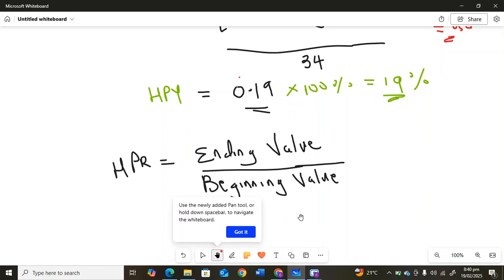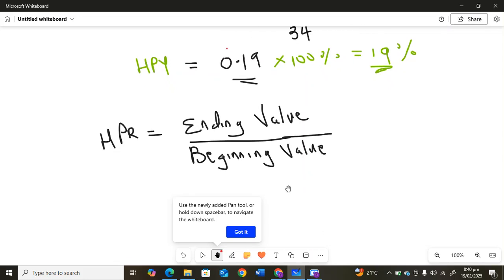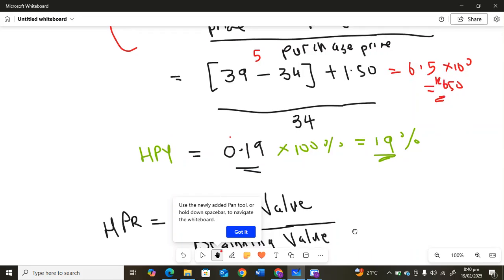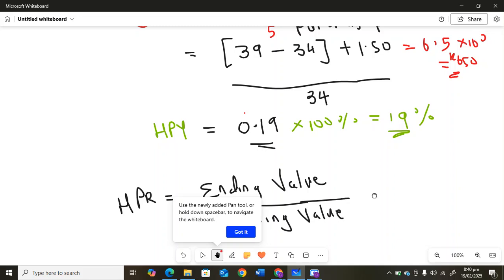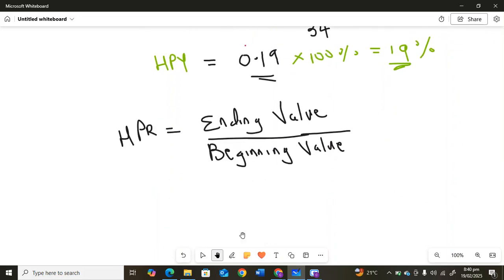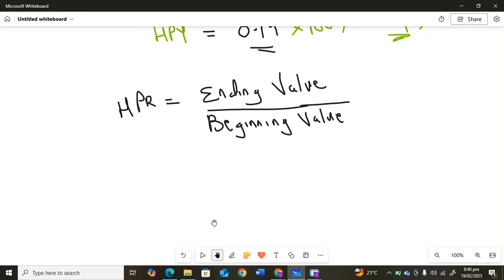Ending value over the beginning value. If you sell this investment, then you can put it in this format where you have the selling price minus the purchase price. So the selling price will be the ending value, then the purchase price will be the beginning value. That's if you make a sale of this investment. Now, here you haven't made a sale of this investment. You're still holding it, you have still kept it.